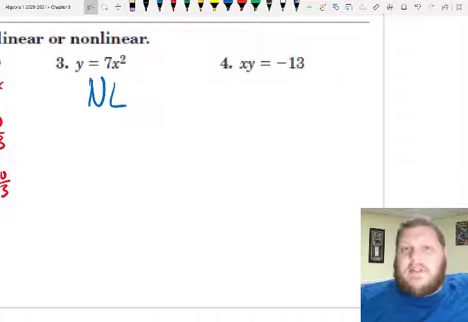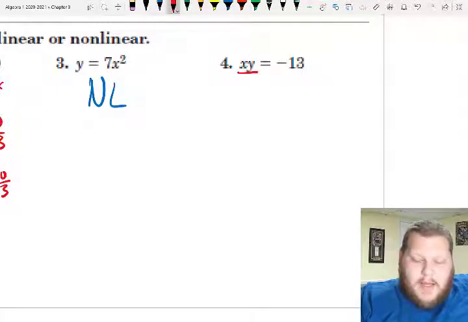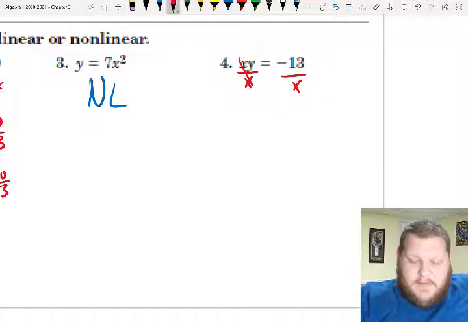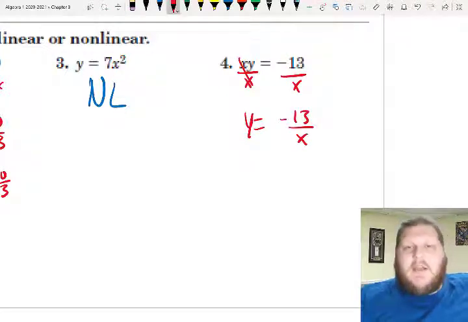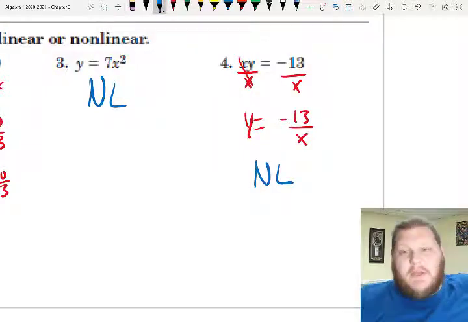Number 4, this is the reason why we have to get our y by itself, because if you look at this, x is just to the first power. It's not in my denominator or anything like that. But if I was going to solve for y, I have to make sure I get y by itself. That would mean I have to divide by x on both sides. So I end up with this equation, y equals negative 13 over x, which has x in my denominator, so that means it is actually a non-linear function. So you have to be careful with those, non-linear.